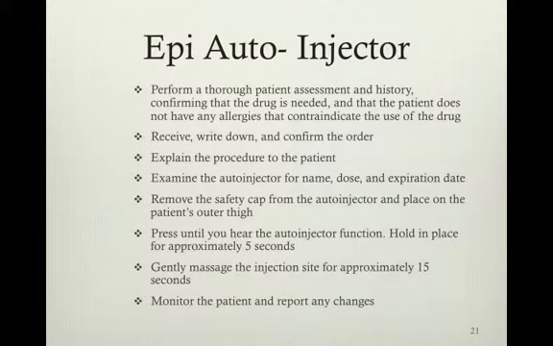This is a quick skill review of an epi auto-injector. This thing almost takes care of itself. Perform a thorough patient assessment and history. Confirm that the drug is actually needed and the patient does not have any allergies that contraindicate the use of the drug. Receive, write down, and confirm the order and explain the procedure to the patient. Examine the auto-injector for name, dose, and expiration date. Remove the safety cap from the auto-injector and place it on the patient's outer thigh.